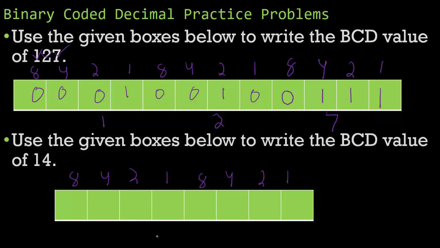All right, so we're looking for a 1 and we're looking for a 4. Well, I can't use 8, 4, or 2 to get to 1, but I can use my 1. We're done. Now I'm looking for the 4. And here's my 4, which means the rest of these are zeros. And my binary coded decimal value of 14 is 00010100.